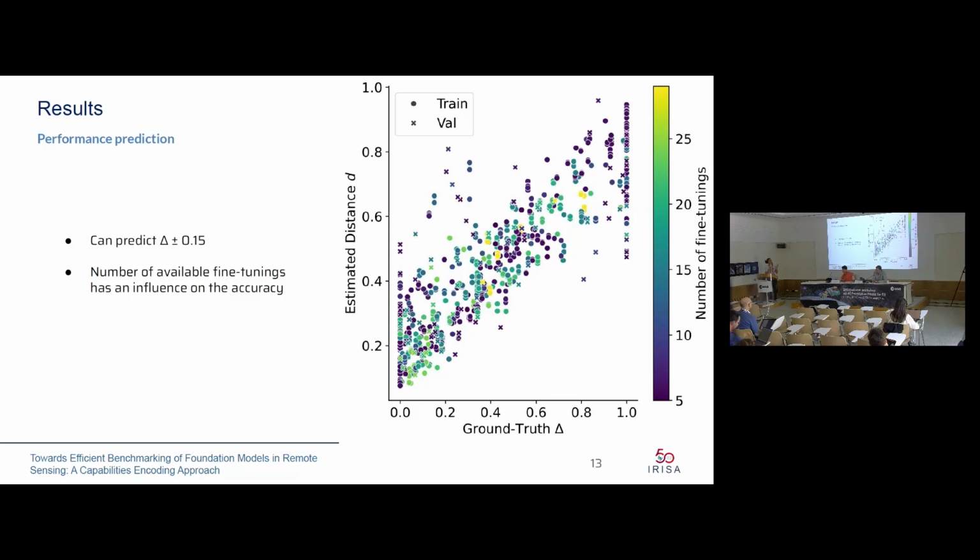And especially we observe that this prediction works way better when we have many points in the first hand to optimize the latent space. So for example, if we have a model for which we already have between 10 and 20 fine-tuning results, we have a better positioning in the latent space for this model, and we have a better prediction accuracy.